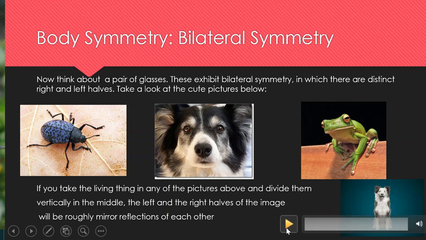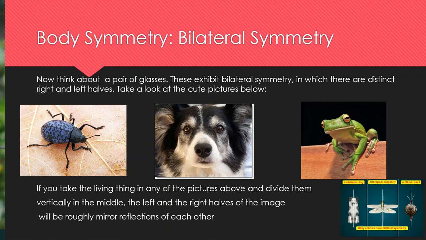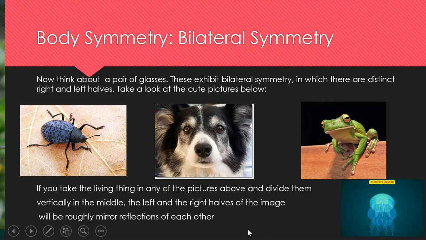Let's look at this short video. You can see the divisions here. Even though the snail looks like it might be radial, it's not when you look at its antenna and its eyes. Here's a jellyfish. It's definitely radial.